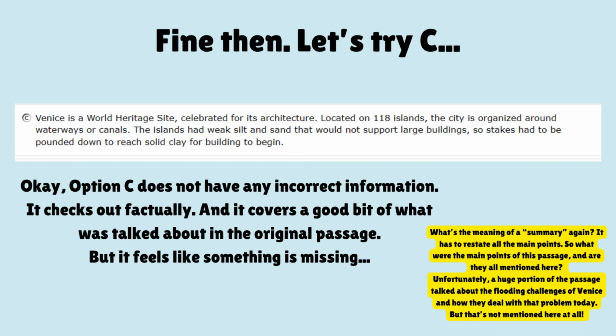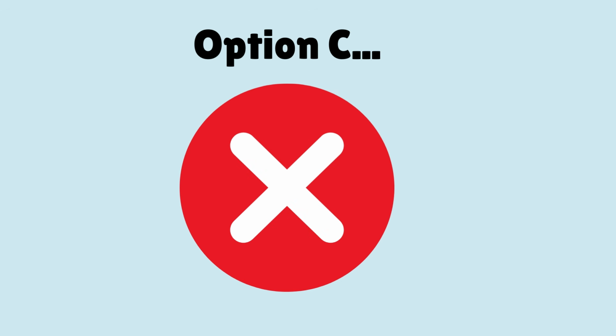Unfortunately, a huge portion of the passage talked about the flooding challenges of Venice and how they deal with that problem today. But that's not mentioned here at all. So we can't have a summary that leaves out such an important and crucial part of the passage. It's like we have the first main point and the second main point, but we've left out this other huge component of the article, and that can't be a summary. Therefore, option C.